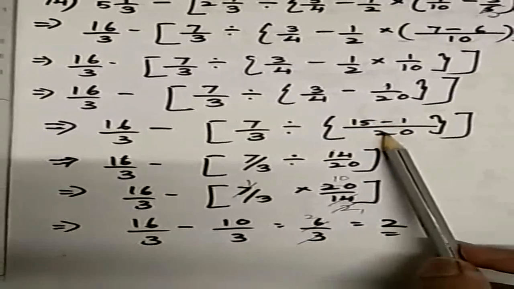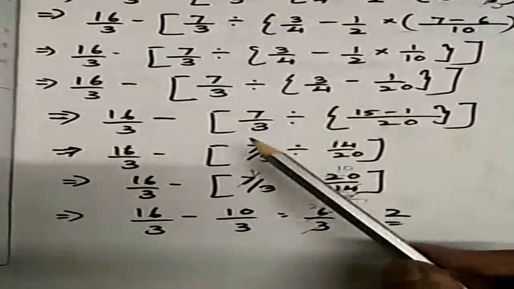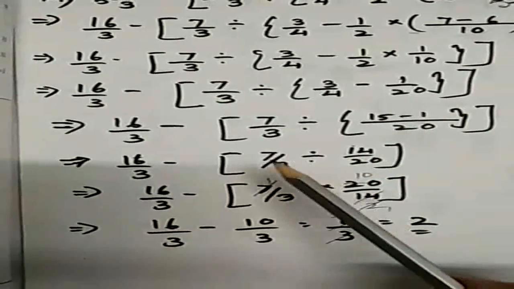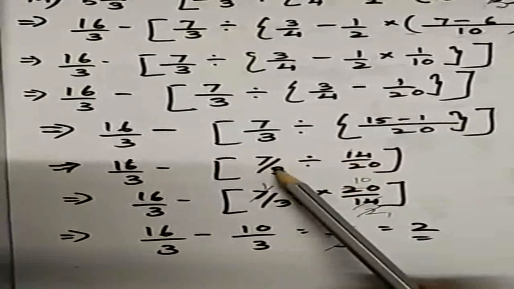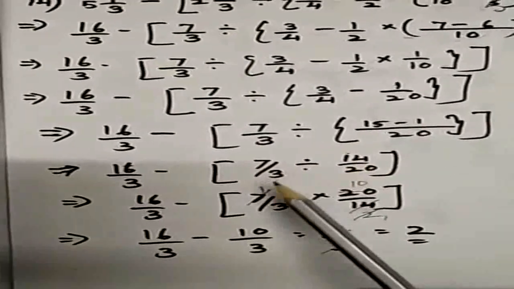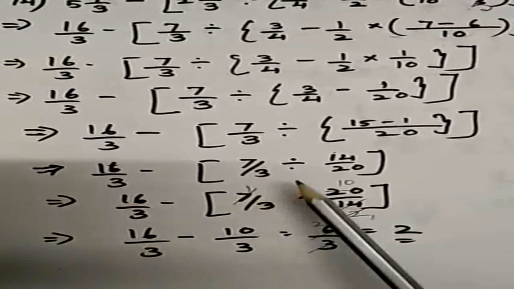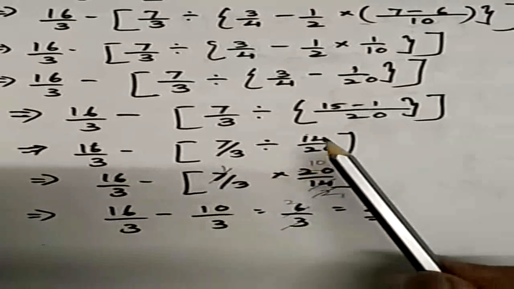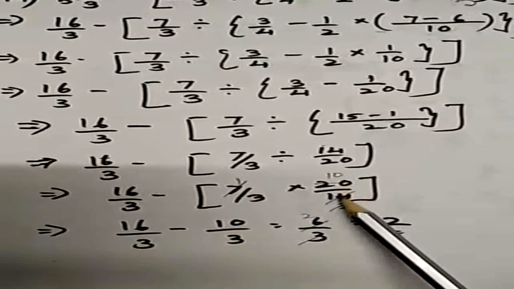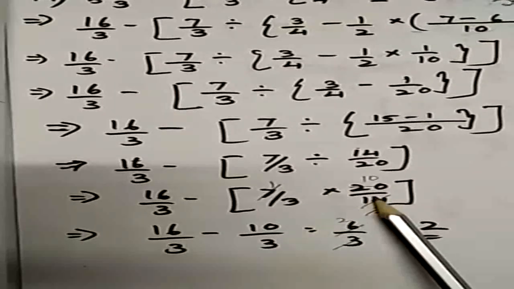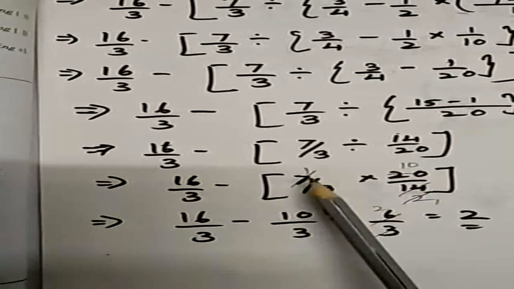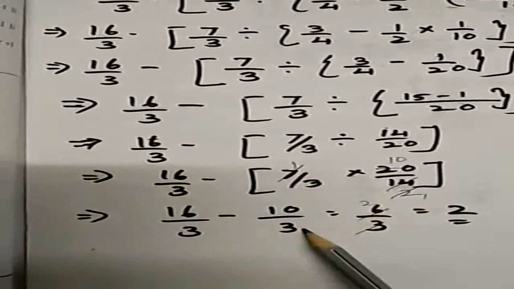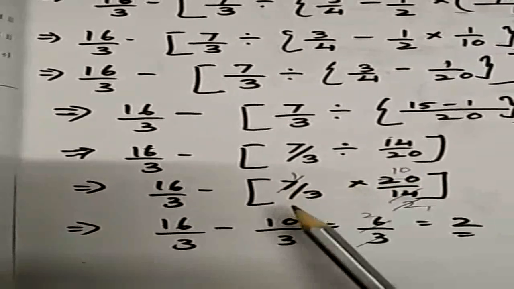Once you get the answer of this curly bracket, it gets removed. Okay, so 7 by 3 divided by, you got the answer of the curly bracket as 14 by 20. Now you have to solve the square bracket. 7 by 3, what is given in the square bracket? 7 by 3 divided by 14 by 20. So 16 by 3 minus 7 by 3, division will change into multiplication. Then 14 by 20 will get inverted. Then you know the numerator and denominator will get cancelled. Okay, then you will write 16 by 3 minus, what answer do you get for this? 1 into 10 is 10, 3 into 1 is 3. Okay, once you get the answer of this square bracket, it gets removed.